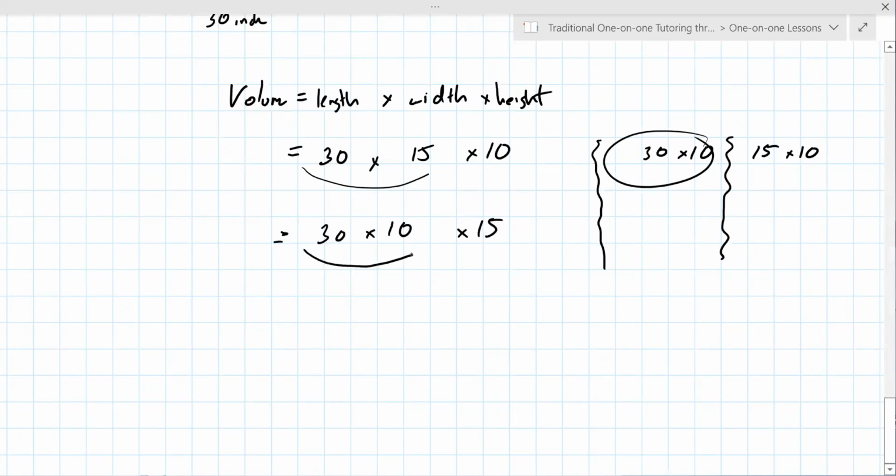So tell me, what is 30 times 10? 3. The number gets larger when you multiply. So try again. It is 70.